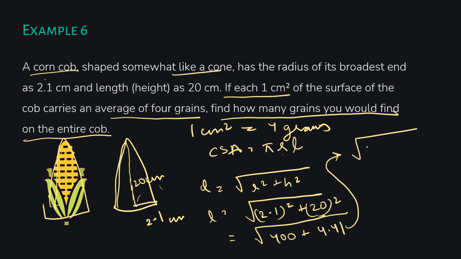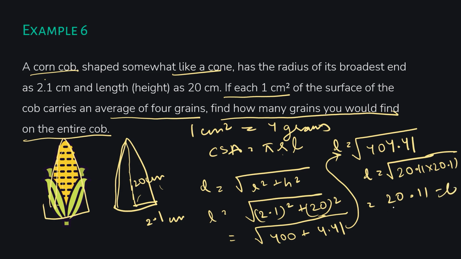Okay, now we'll do this. We have 404.41 under root. Now when we take out the square root, we'll get 20.11 into 20.11. So our L is given as 20.11. The calculation is a bit difficult, but you know how to take out the square root, right? So you can do this question.